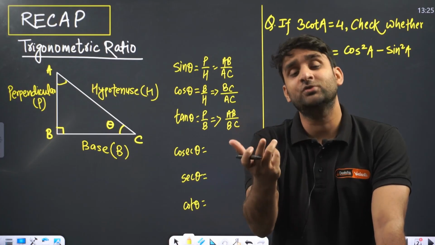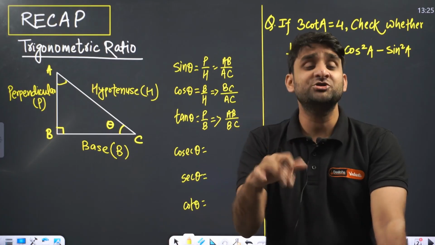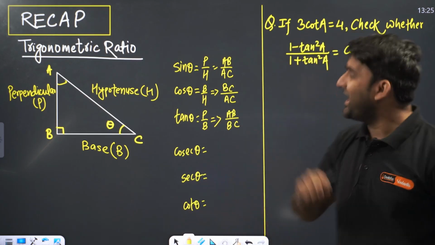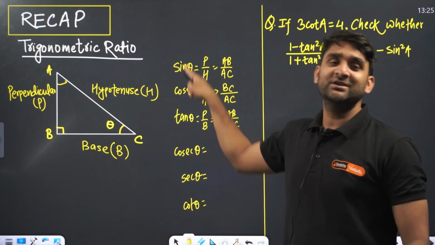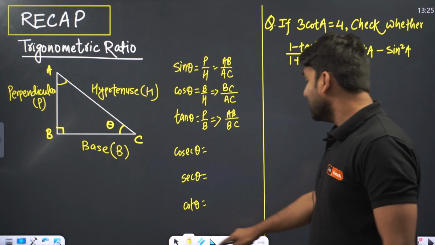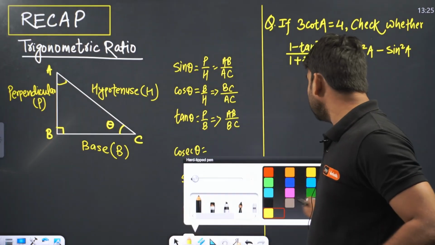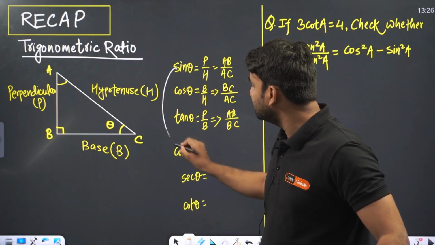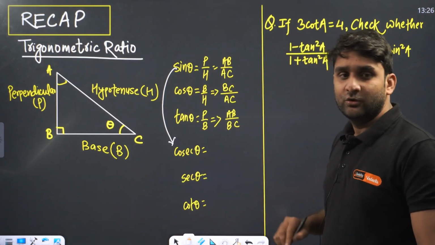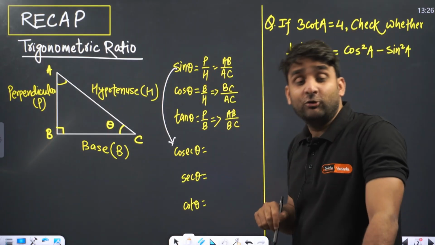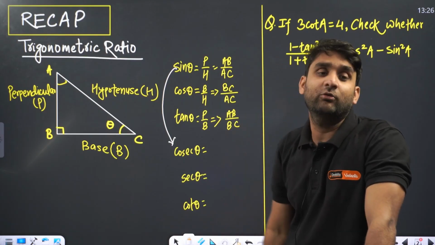So what is ratio? Ratio means the relationship between perpendicular, base and hypotenuse. Right. Now if you have done with these three trigonometric ratios, the rest three trigonometric ratios are the reciprocals, guys. The rest three trigonometric functions: sine is the reciprocal of cosec. So if sine theta is perpendicular by hypotenuse, then cosec will be hypotenuse by perpendicular.